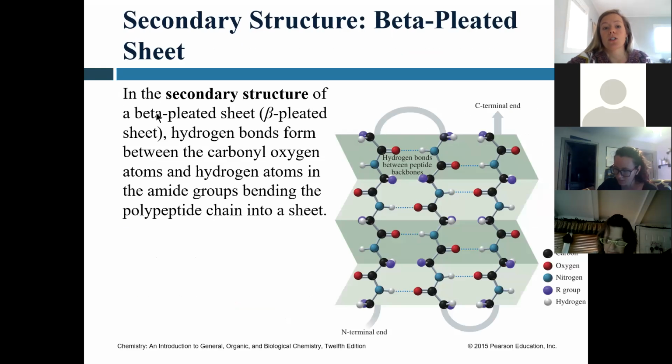In this secondary structure, sometimes it's called a beta pleated sheet, we have hydrogen bonding forming between the carbonyl oxygen atom and the hydrogen atom in the amide group, and it bends to form a sheet, kind of like an accordion. And would I expect you to draw this structure? No, no way. But I do expect you to know some of the definitions of this. So there's an alpha helix structure, there's a beta pleated structure. Both of these involve hydrogen bonding.